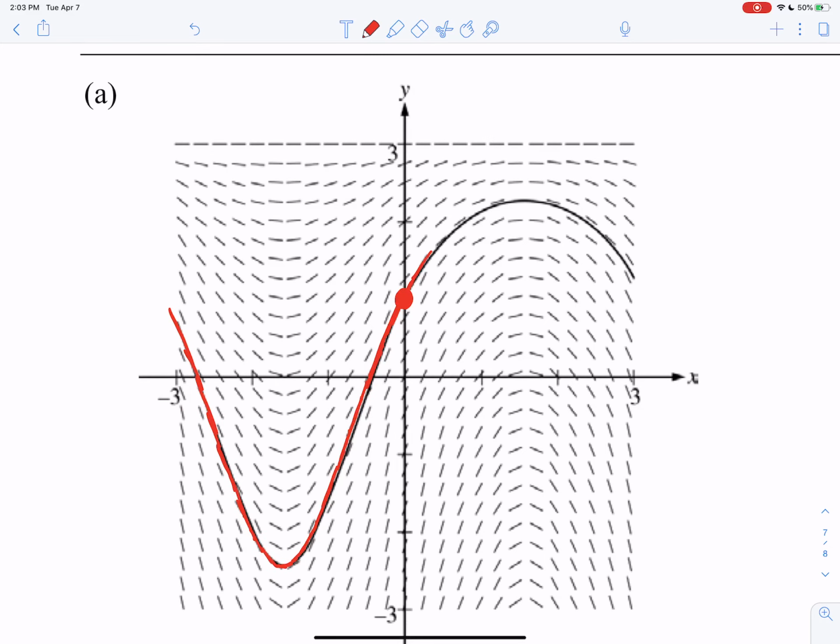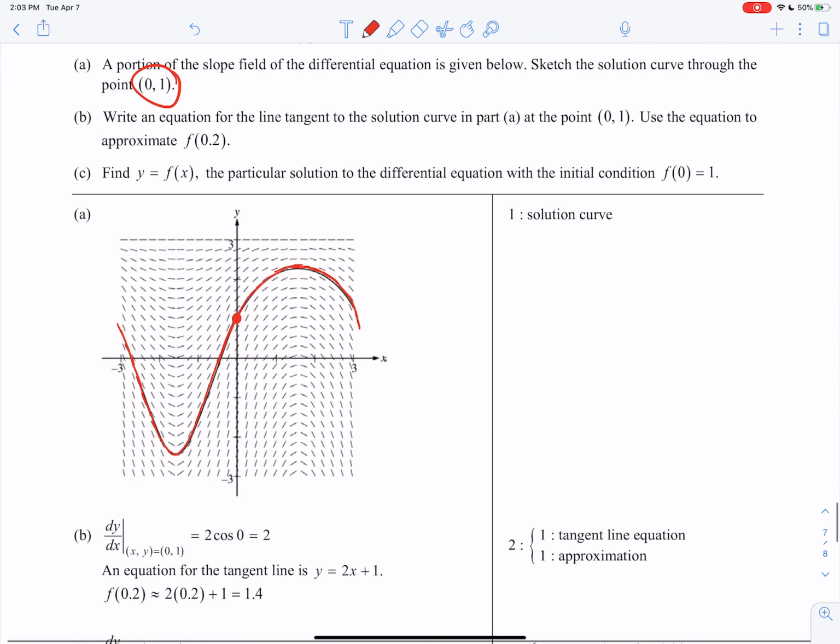You could do the same thing over here. It's positive, but then it starts to get a little bit shallow. And then it starts getting negative and a little bit more vertical, steeper. You don't have to have exactly that, but the AP readers are looking for a curve that obviously passes through (0, 1), but something that resembles what I have drawn here. It doesn't have to be exact. But that's a quick one-pointer.